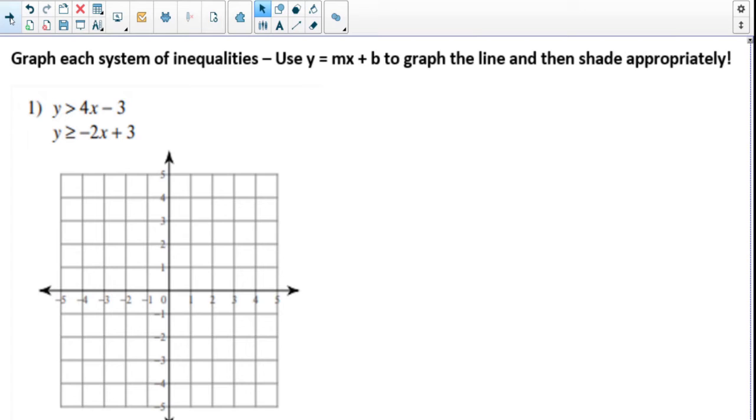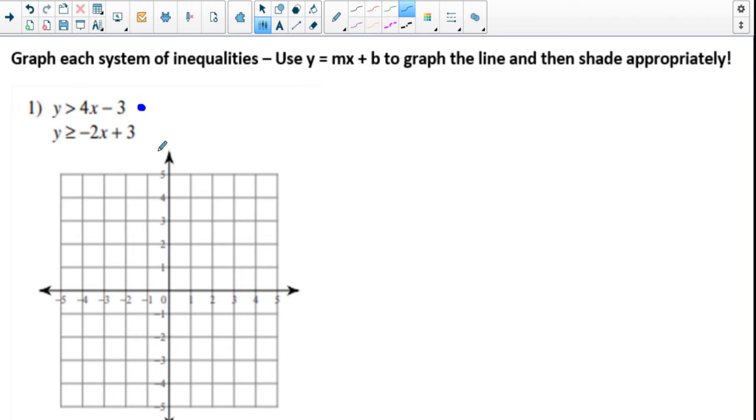So here's my first example. This says graph the system of inequalities, and you can tell that I have two inequalities that I'm going to graph here. And I told you to use y equals mx plus b to graph the line and then shade it appropriately. So all that means is I want to first graph both these lines using y equals mx plus b, the slope-intercept form. And then once I have those, I can check and see which direction I'm going to shade. So for the first line, I'll do this one in blue.